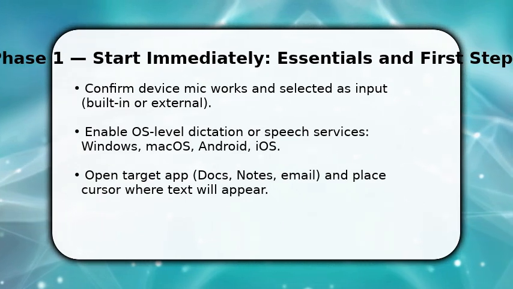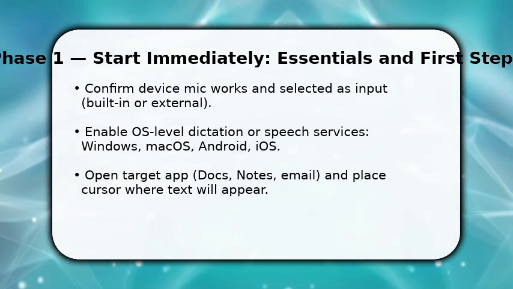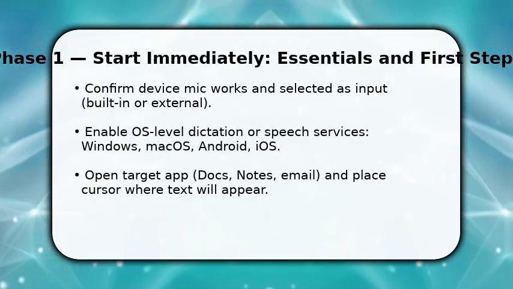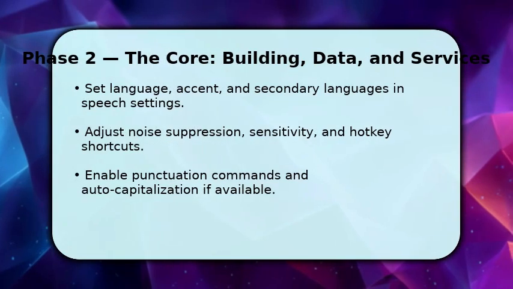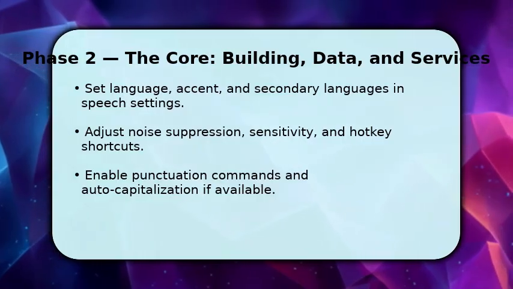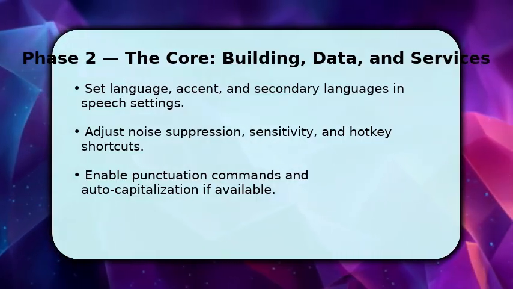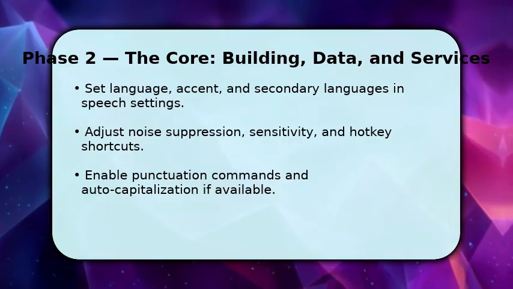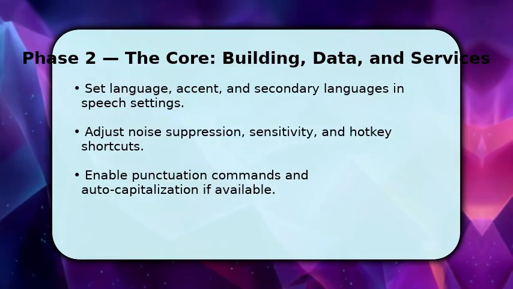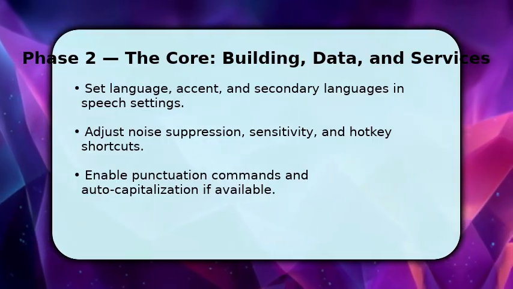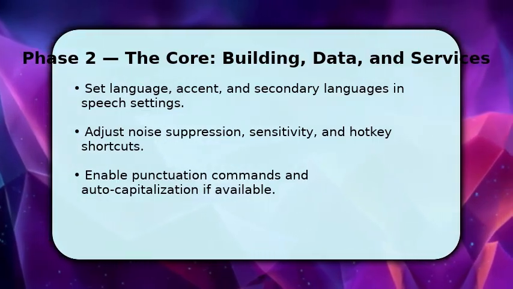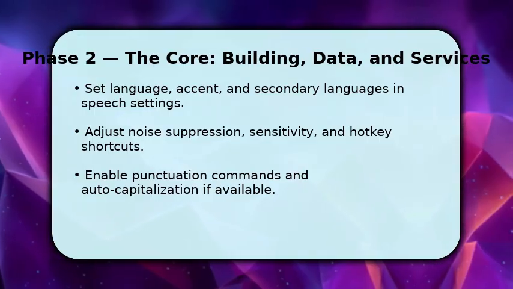Now focus on accuracy by configuring language and noise controls. Change the recognition language and add secondary languages if you switch mid-sentence. This reduces mismatches. Then tweak mic sensitivity and enable noise suppression so background sounds don't trigger errors. Also assign a convenient hotkey and enable punctuation commands for faster formatting.